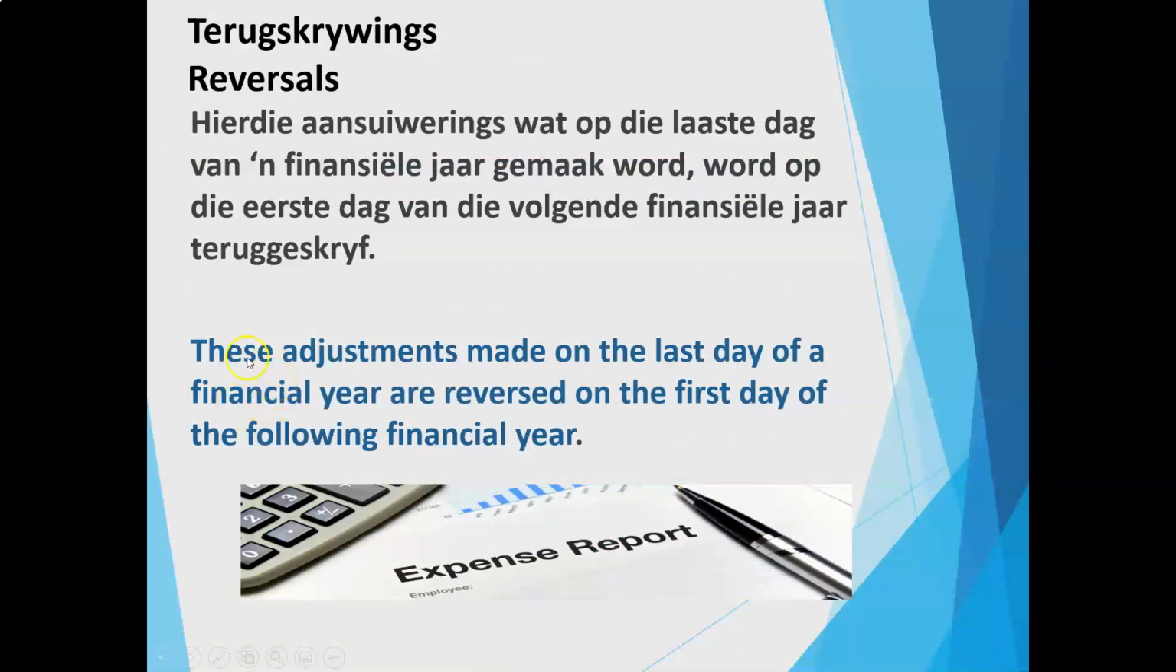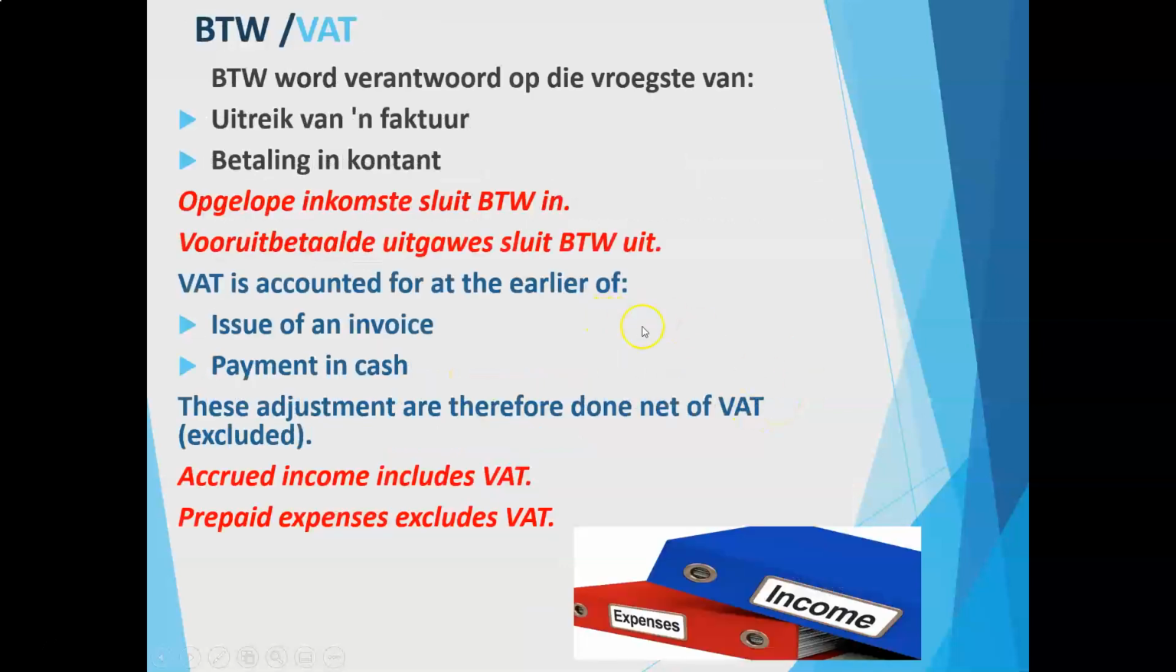Now, what is important is that these kinds of adjustments need to be reversed on the first day of the next financial year. So it will become an expense then, and the asset will disappear. Or with the accrued income, I've already recognized the income, and hopefully the accrued income will reverse automatically when I receive the amount that the person is still owing me.